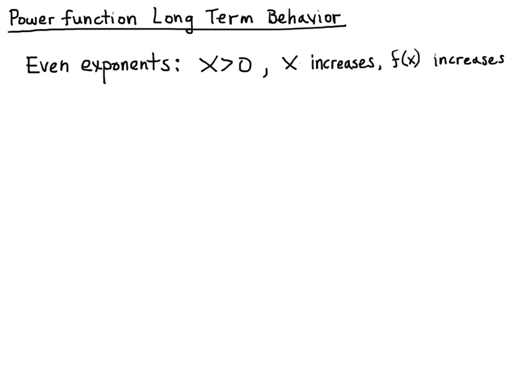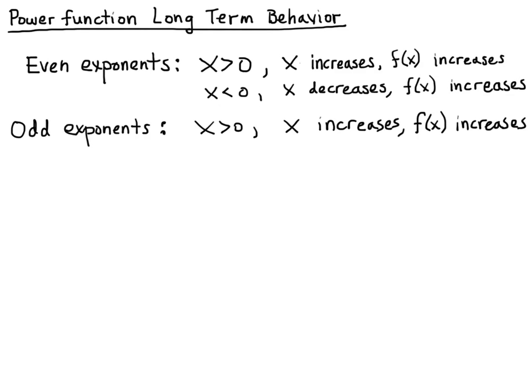Okay, so when we have even exponents, as x gets bigger, f at x increases. And when you have values of x less than 0, as x decreases, f at x increases, right? Think of a parabola. As x decreases below 0, f at x increases.